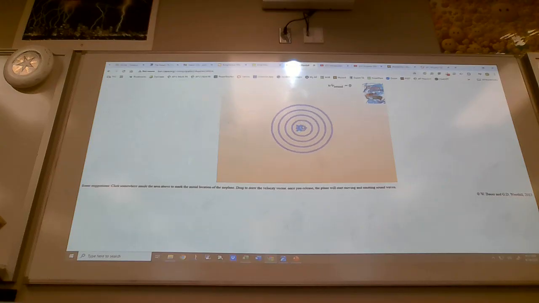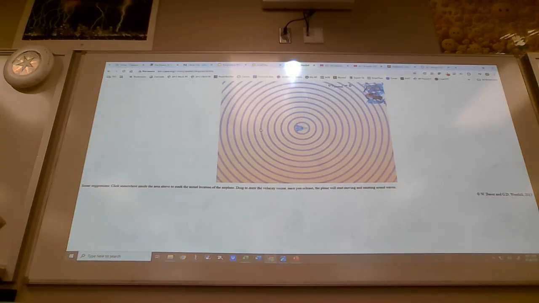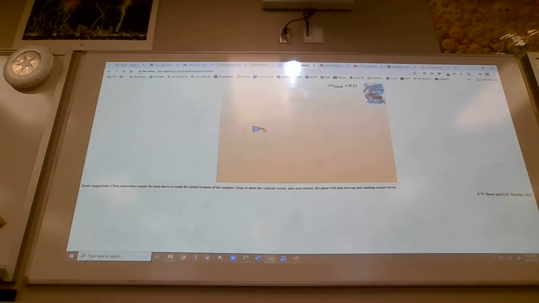Let's pretend we had a water spider sitting in a pond, bouncing up and down, creating waves. So those waves are going out in concentric circles like that. Good with that? So then the follow-up question is, what happens if the water spider starts to move?